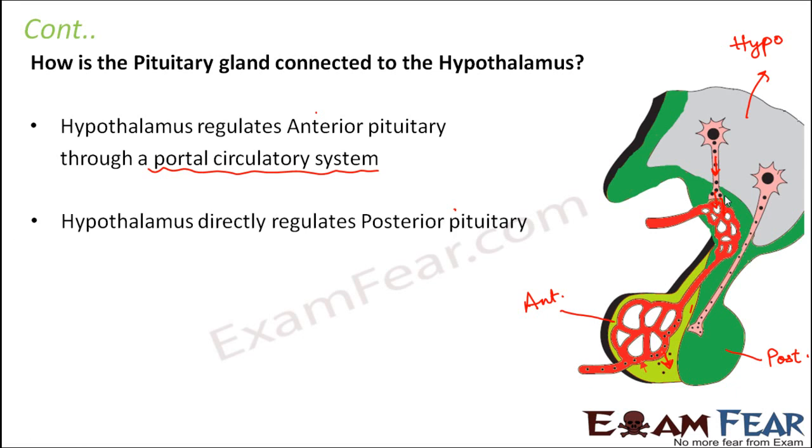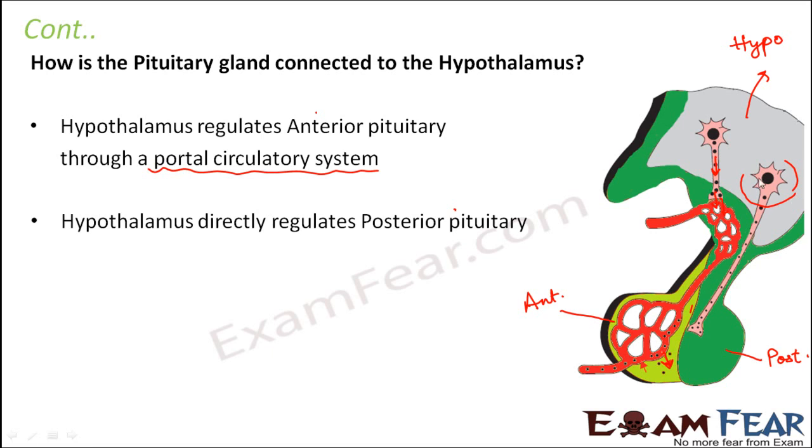Next is the posterior pituitary. In the case of the posterior pituitary, there is no circulatory system involved between the hypothalamus and the posterior pituitary. In fact, the posterior pituitary is not a separate organ as such. It is a kind of extension of the hypothalamus, which is composed of the axons of the hypothalamic neurons. So if you see, this posterior pituitary is somewhat an extension of the hypothalamus. The neurons which start from the hypothalamus have their axons ending in the posterior pituitary. So we can say that to some extent the posterior pituitary is an extension of the hypothalamus.